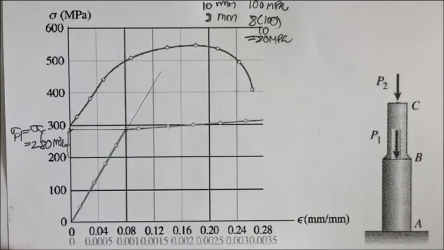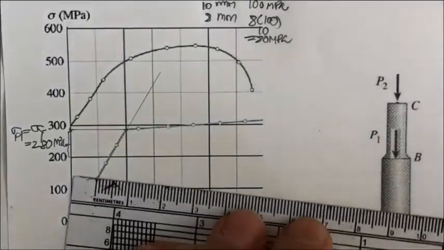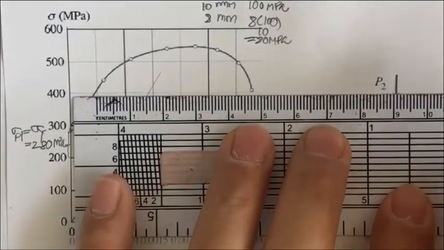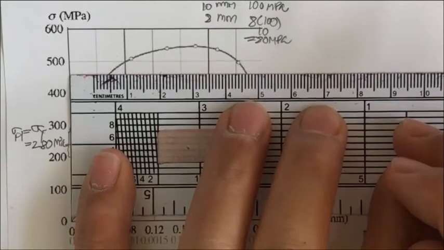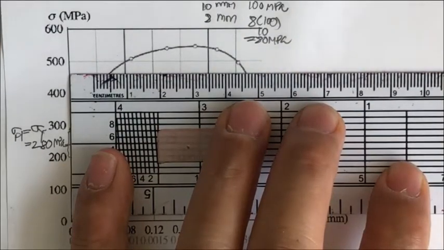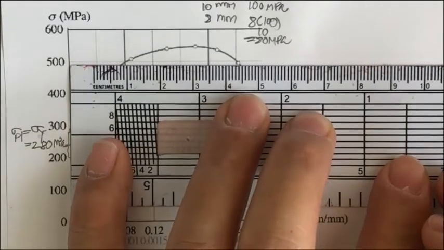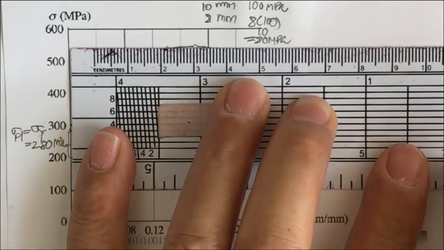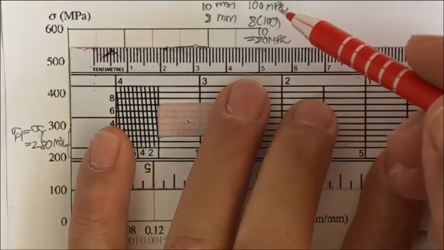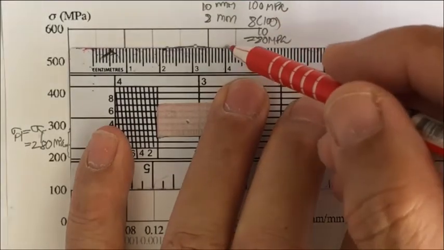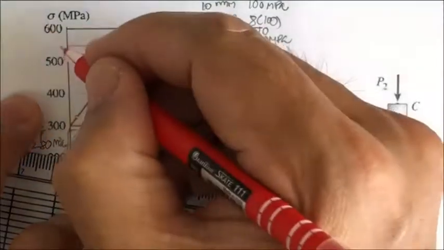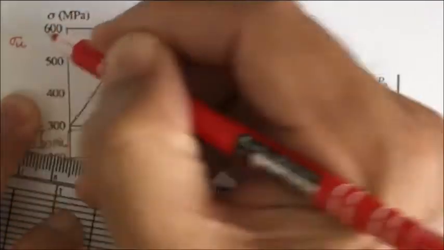And then they ask us to determine the ultimate stress. To determine the ultimate stress, you may need to do something. The ultimate stress is the highest point of the stress strain diagram, so the slope of the curve at the ultimate stress is going to be 0. So when you move your ruler up and reach the point with 0 slope, you will get this as the sigma sub u.